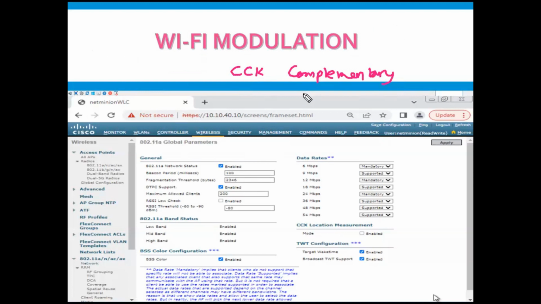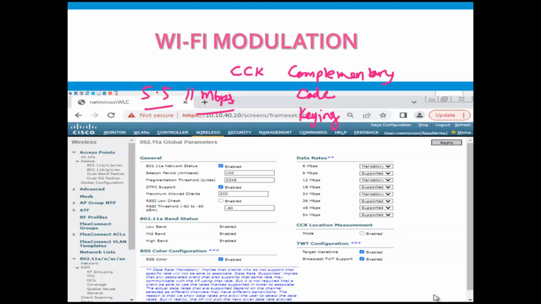Complementary code keying. This is again one of the modulation techniques which can provide 5.5 or 11 Mbps of data rate. Okay.